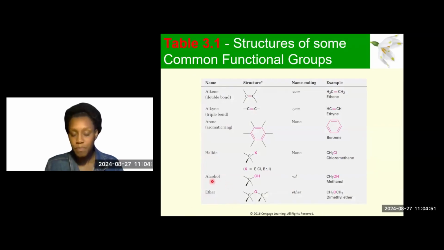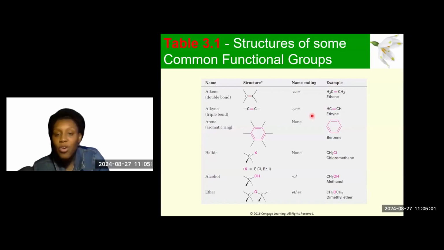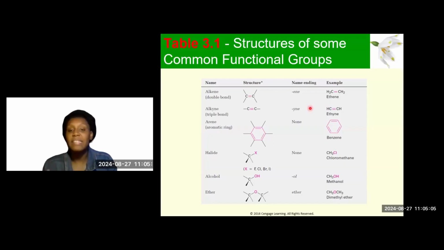All right, so as you see, we see the first three that we talked about, the alkene, the alkyne, the arene. And you can see in terms of how the names are ended. So when compounds end with the ene, that's an alkene. Yne is alkyne. Aromatic rings, they don't have endings. They're considered substituents, or they just are, and we'll talk about that a little bit later. So they don't really have anything like that.